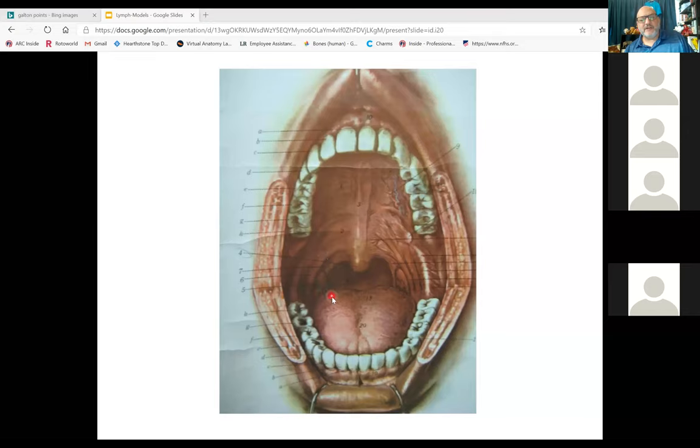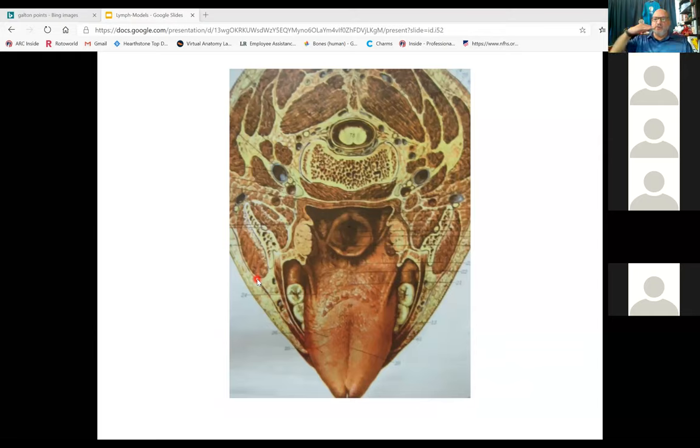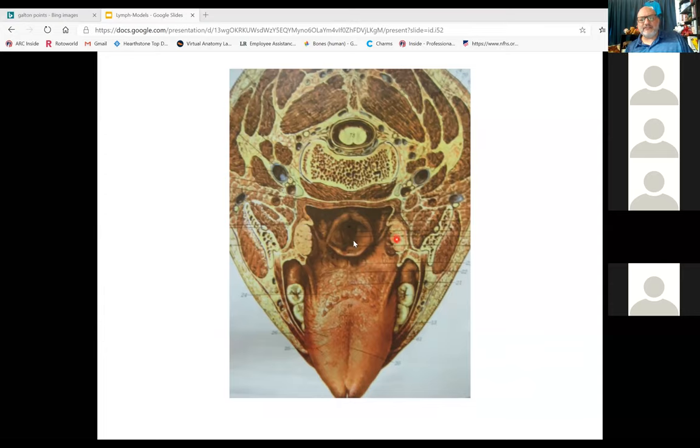Palatoglossal and palatopharyngeal arches form this indentation known as the fossa. And inside this fossa is where you find the palatine tonsils. And one of the best views of this is actually this view right here. Notice with a transverse section right through the mouth, we see the palatoglossal arch, we see the palatopharyngeal arch, and then these little pink pieces of chewed up chewing gum on the side are indeed those palatine tonsils. We also see the lingual tonsils really nicely on this as well.